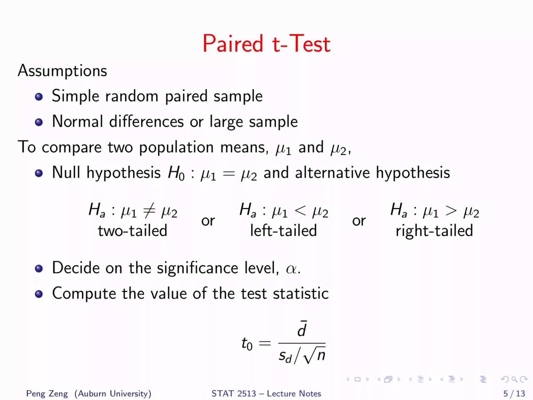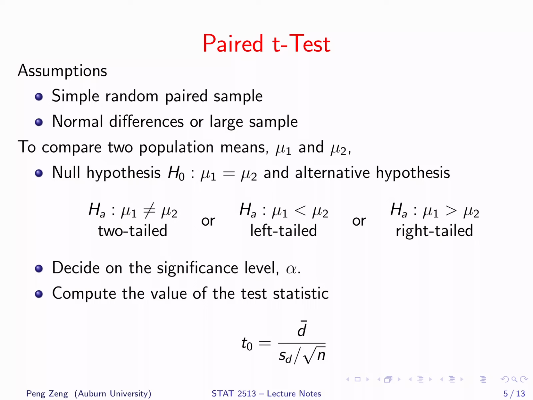This slide summarizes the steps for the paired t-test. It is exactly the one mean t-test applied to differences. We assume a simple random paired sample. We also assume that the differences are normally distributed. If the sample size is large, the normality assumption can be weakened.